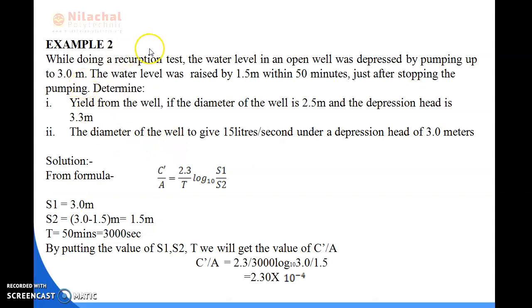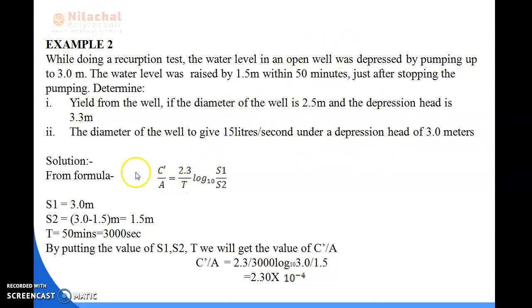While doing a recuperation test, the water level in an open well was depressed by pumping up to 3.0 meter, and the water level rose by 1.5 meter within 50 minutes just after stopping the pumping. Determine the yield from the well if the diameter of the well is 2.5 meter and the depression head is 3.3 meter, and the diameter of the well to give 15 liter per second under a depression head of 3.0 meter. So this is the problem we will be discussing now.